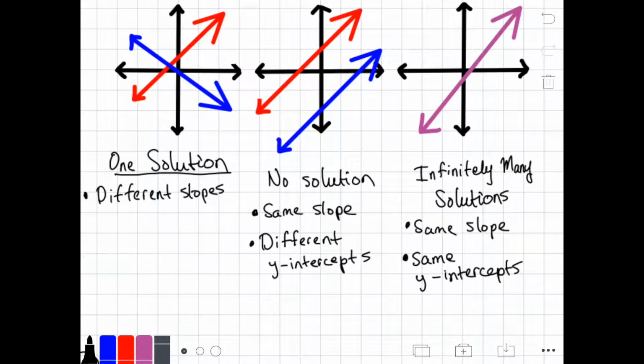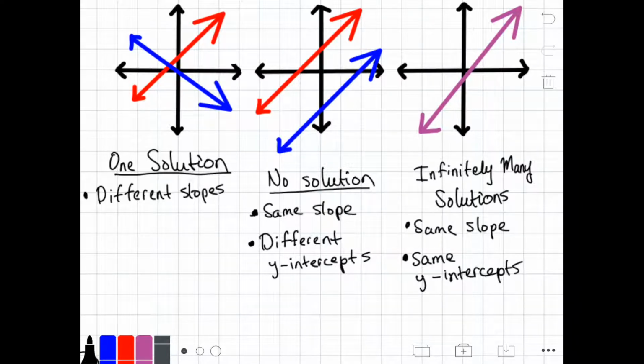And what do we know about parallel lines? Well, they have the same slope, but different y-intercepts. So they're moving along the same direction, but along different tracks, per se. So same slope, different y-intercepts, we say no solution. And how can we tell by looking at the graph? The lines do not intersect.